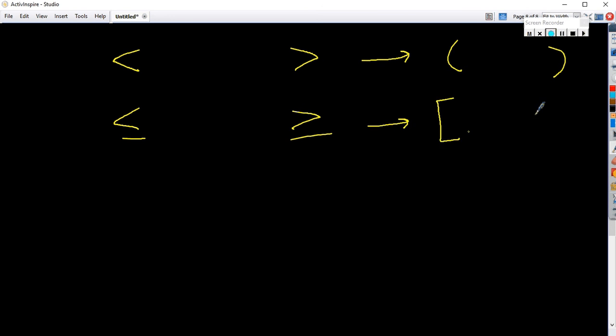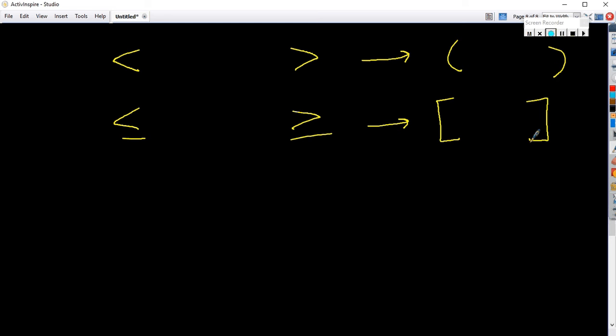Let me set up some things here. If you could describe something as less than or greater than, instead of using those symbols, I'm going to use some parentheses like this. Okay? This will make sense in just a minute. And instead of less than or equal to or greater than or equal to, I'm going to let brackets represent that. So really what I want you to gather from that is parentheses means it does not include the number, and brackets means it does include the number.